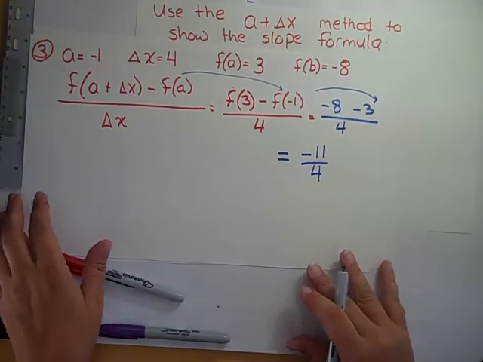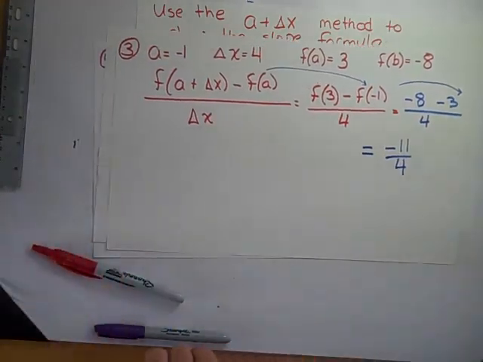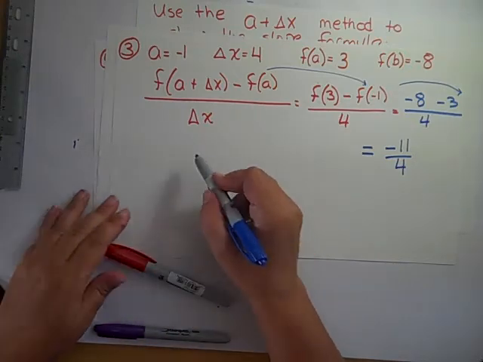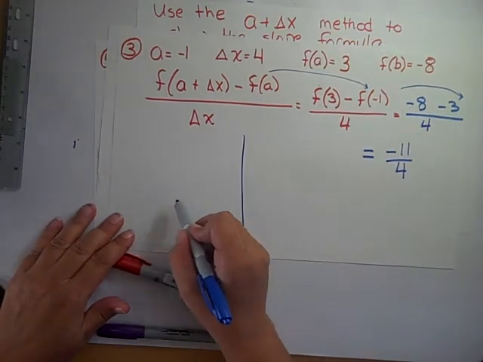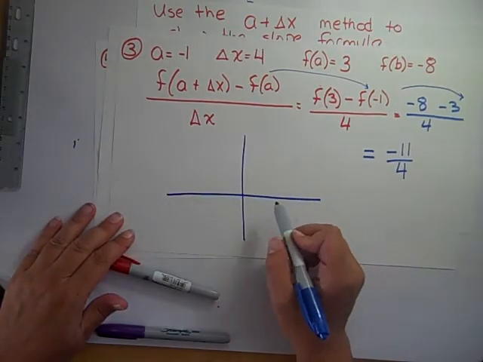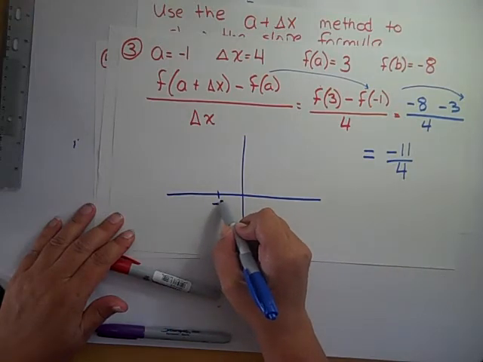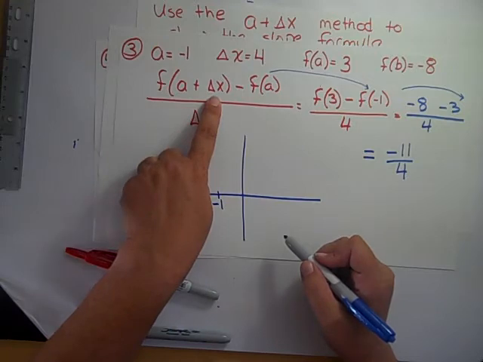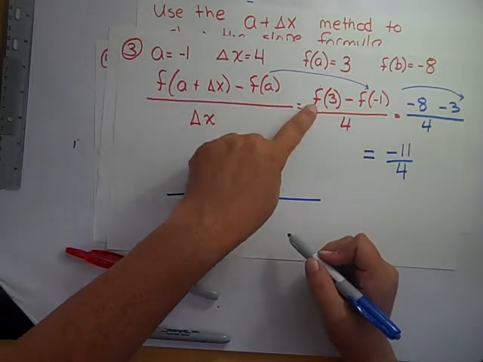In this case, we could also draw an accurate graph, because we have, I believe, all the information. So a was -1. B is just a plus delta x, so -1 plus 4 is 3.